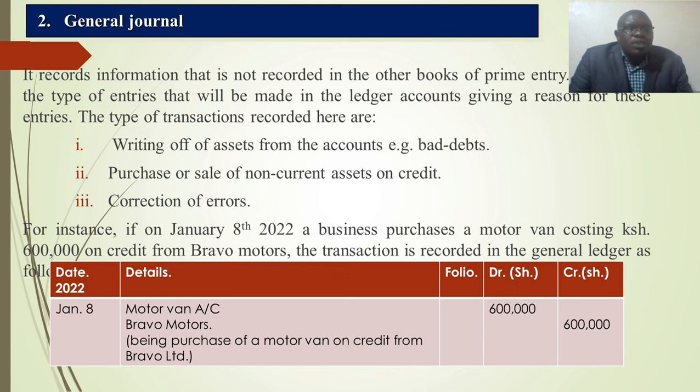So when you are going through the general journal, you will understand the transaction that the motor van account was debited with 600,000. Then Bravo Motors was credited with 600,000 shillings, and the transaction involved here was a purchase of a motor van on credit from Bravo Limited. So having looked at the cash book and the general journal, I think now we are good when it comes to issues related to books of original entry.